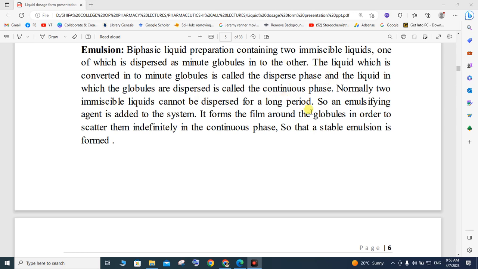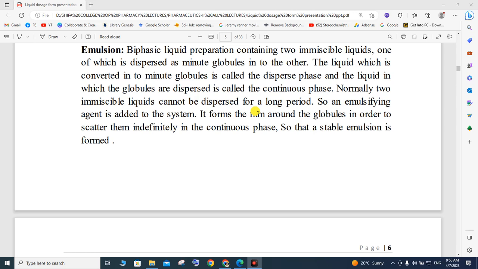Pharmaceutically, emulsion is an unstable system. The liquid which is converted into minute globules is called the disperse phase. One is the disperse phase and one is the dispersion medium. For example, oil is the dispersed phase and water is used as the dispersion medium. Normally, two immiscible liquids cannot remain dispersed for a long period of time.